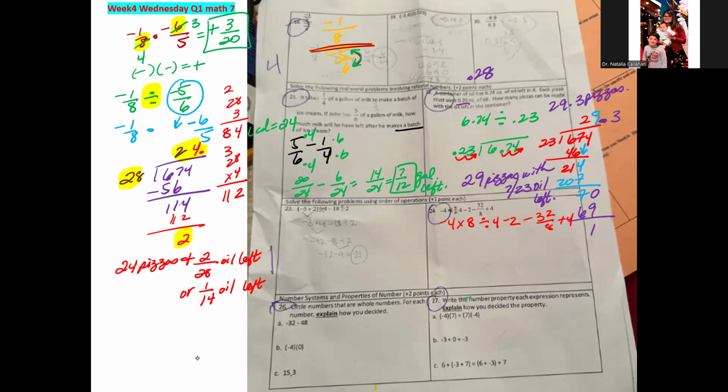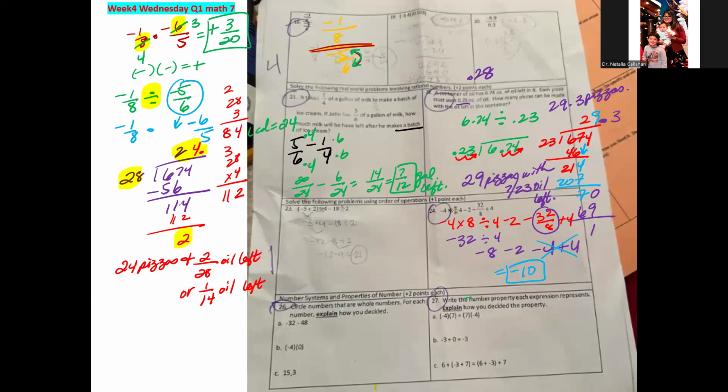I'm just going to make sure I go over this. So this is -32 divided by 4, which is -8, minus 2. -32 divided by 8 is -4, plus 4. So immediately I know that the 4 and the -4 cancel. Did you get -10 for number 24? Okay, good.